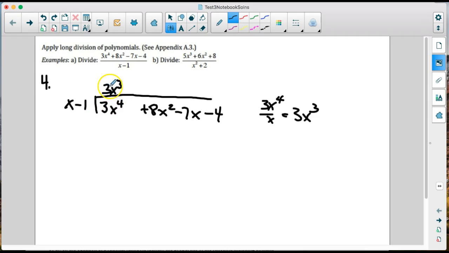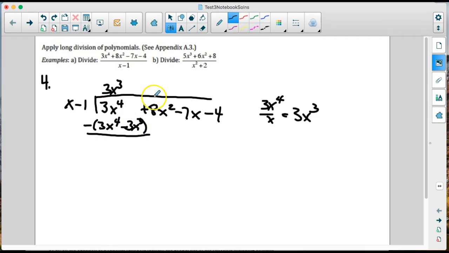So we're going to then multiply this term that we've decided will give us the term here to both of these factors, or both these terms. So 3x to the third times x is 3x to the fourth, and 3x to the third times negative 1 is negative 3x cubed. And this is why I left a spot, because there's going to be a 3x cubed there. Now what we do next in this process is subtract to reduce the polynomial.